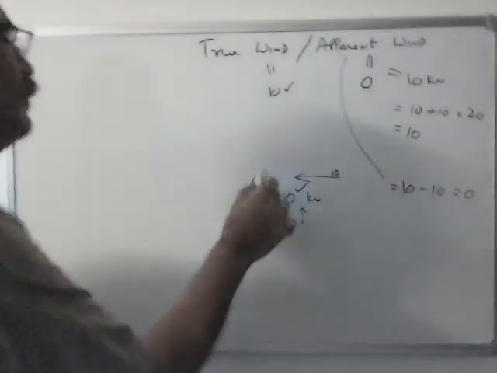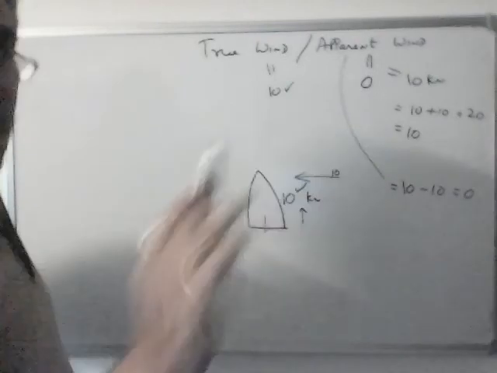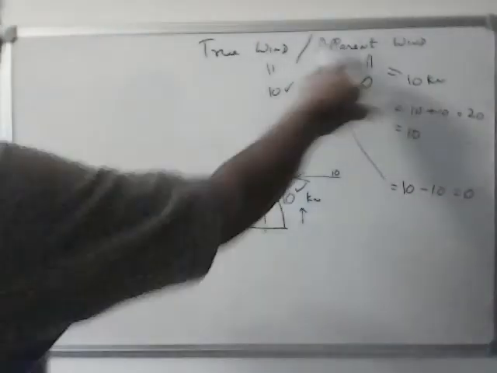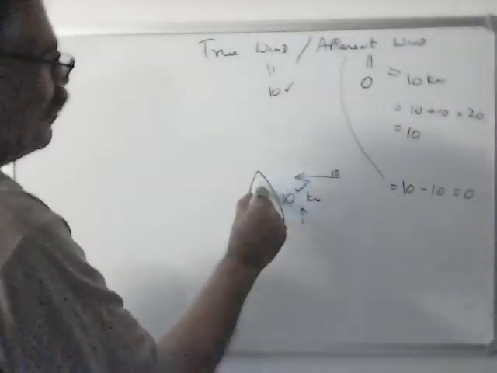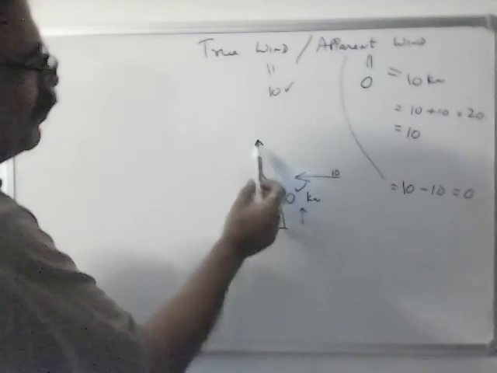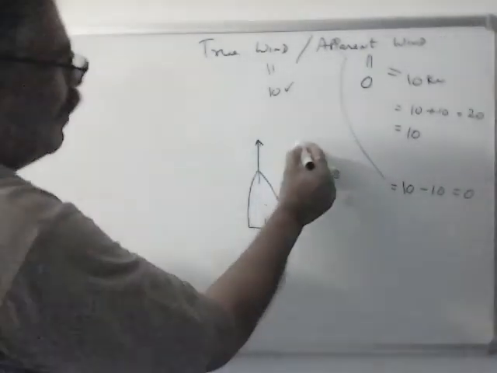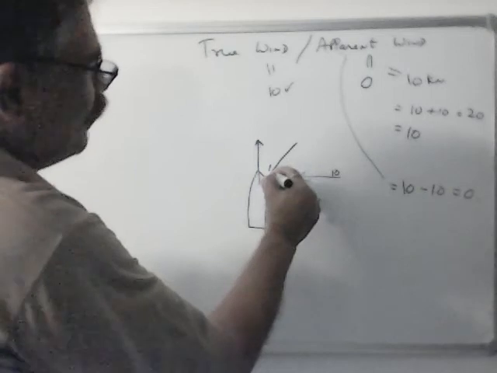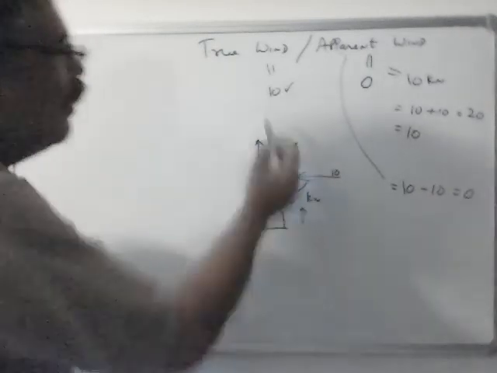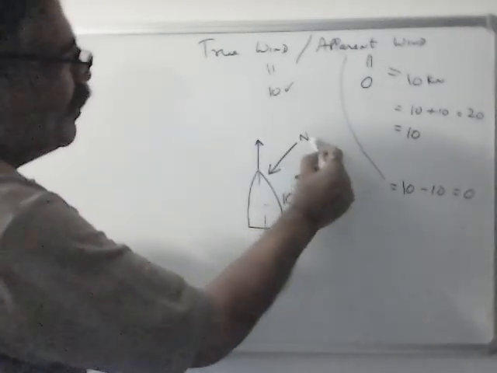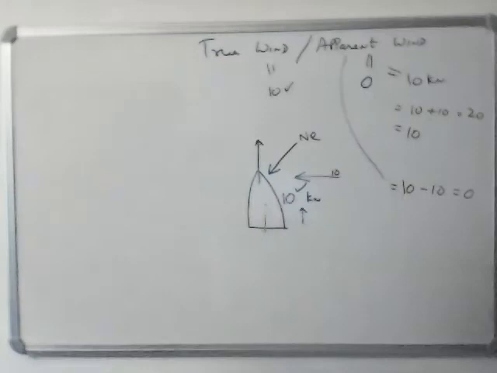So what is the approximate direction of apparent wind? True wind is like this, ship is going like this. So it will be the resultant of these two. So the direction will be like this, apparent wind. This is approximately northeast, coming from northeast going to southwest.